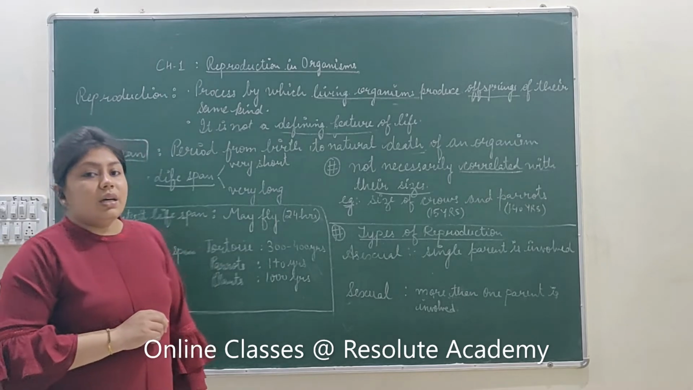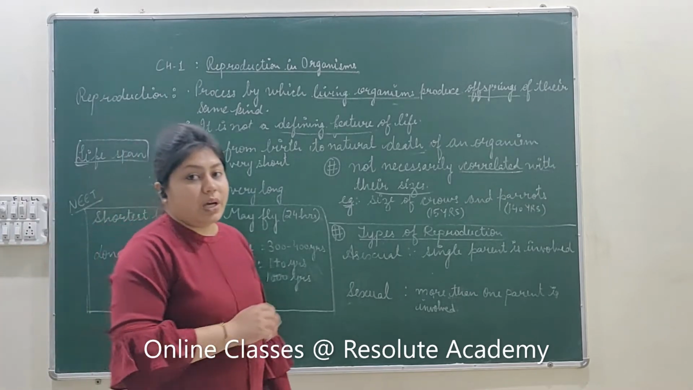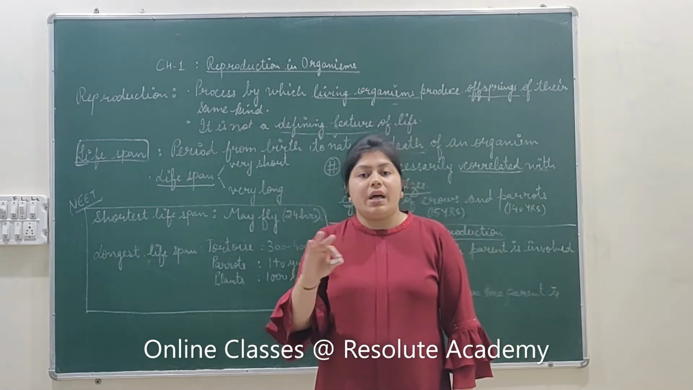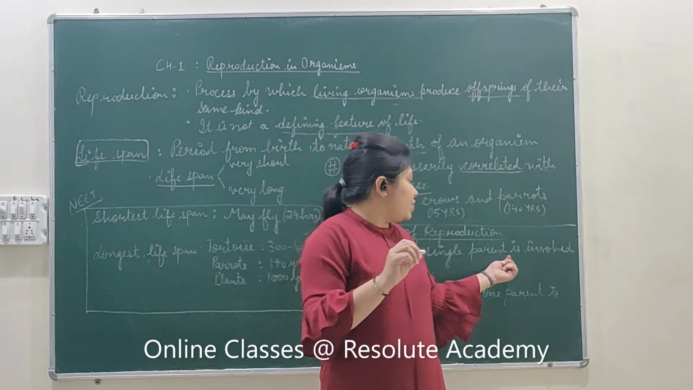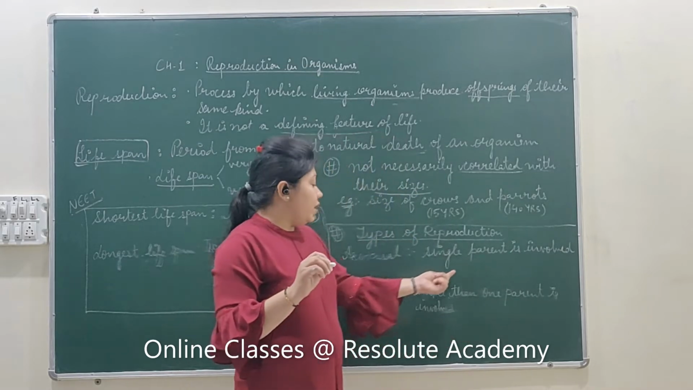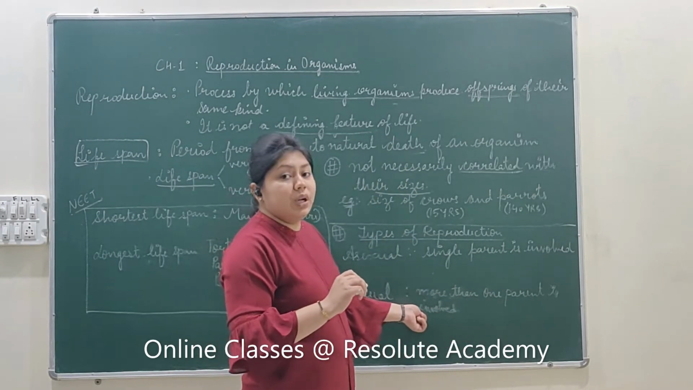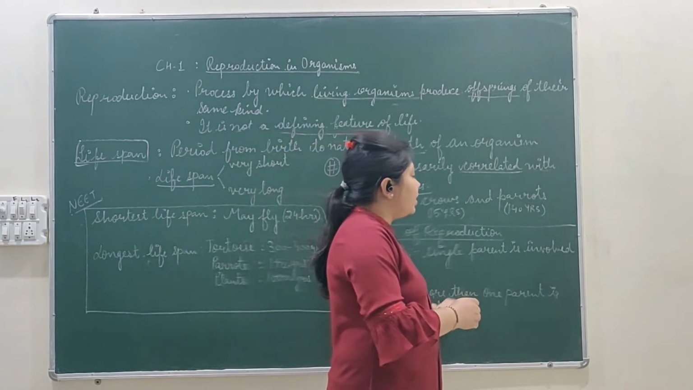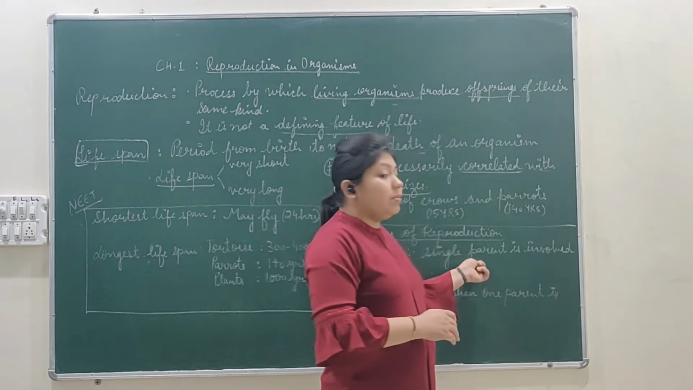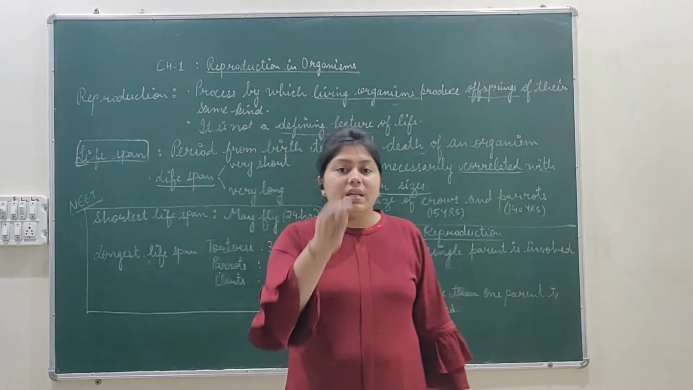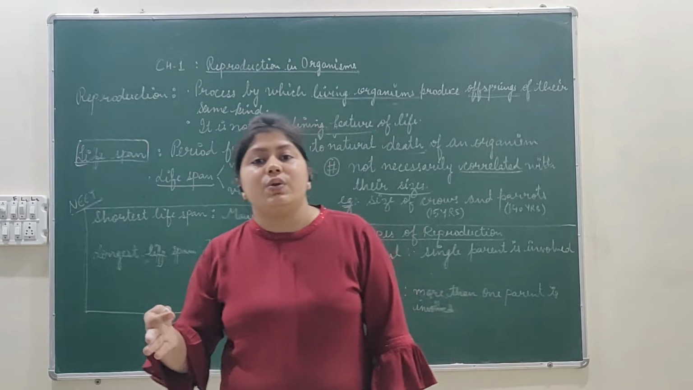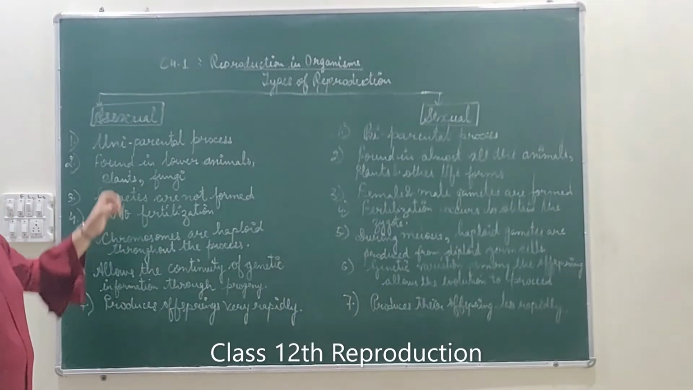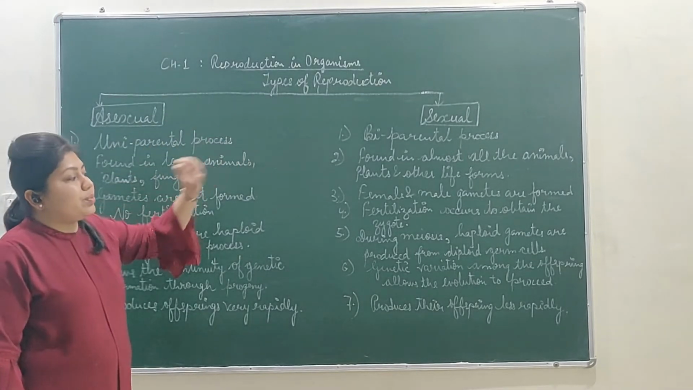Next is about the types of reproduction. Two types of reproduction have been observed: asexual and sexual. In asexual, a single parent is involved, and in sexual, two parents are involved. In the next part, we will talk about the basic differences between sexual and asexual. So let's talk about the differences between asexual and sexual reproduction.